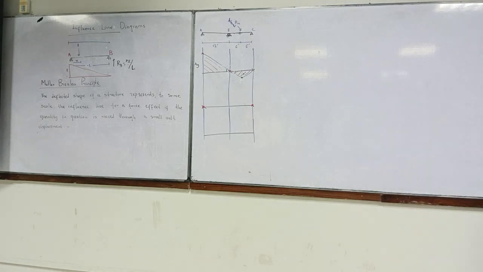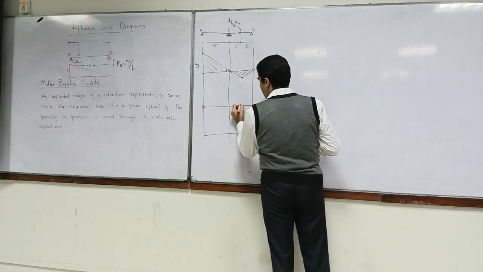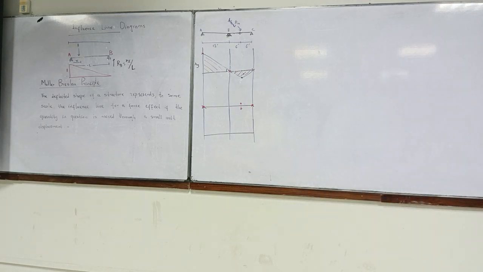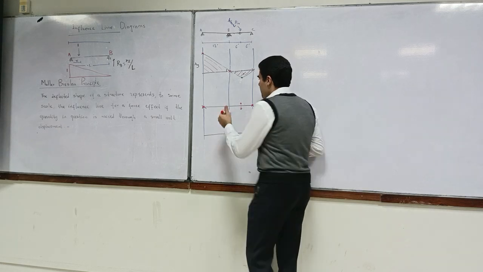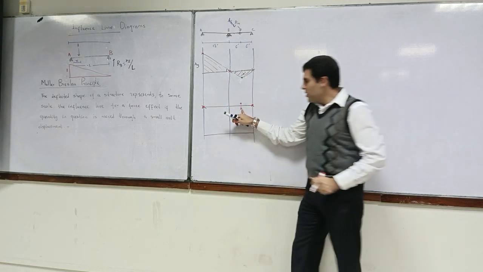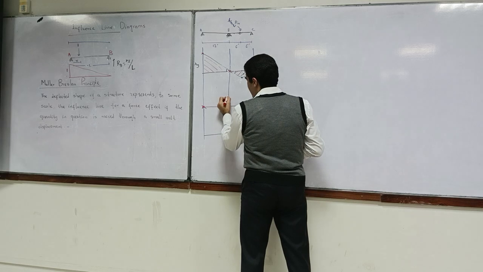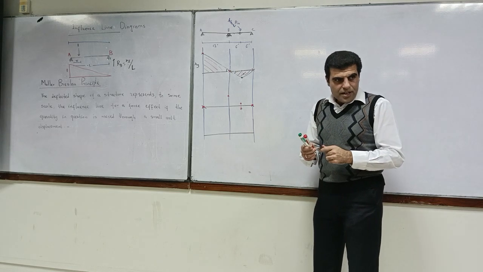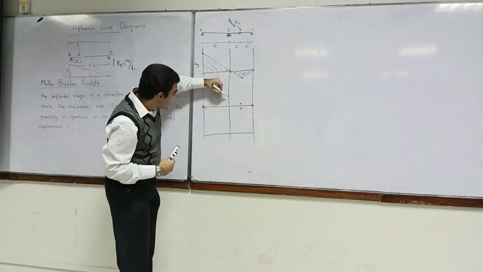Now what will happen? This can move. This we don't know, but this one can move either in this direction or in this direction. I have to move this upward. This one will just follow the deflected profile. So this we don't know, but this one will be 1. So I can join these two.